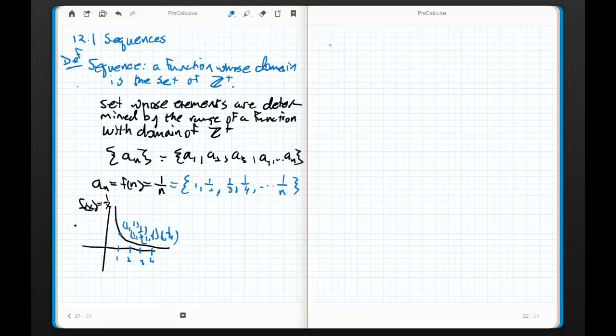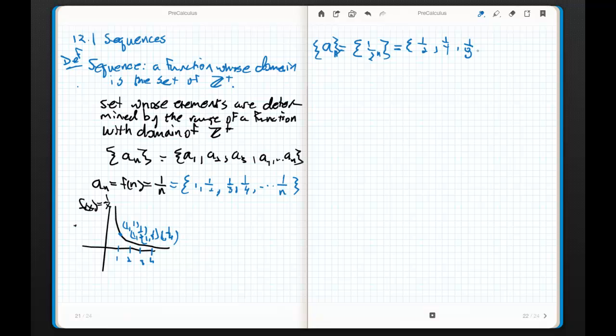So try this one. Let a sub n equal the set of 1 over 2 to the n. What would that set look like? Well, it's easy. You let n equal 1, so your first one is going to be 1/2. Your next one is going to be 1/4. Your next one is 1/8, 1/16, dot, dot, dot, and then 1 over 2 to the n. We get to define whatever n is. Sometimes n goes to infinity. I'm allowed to do it that way.